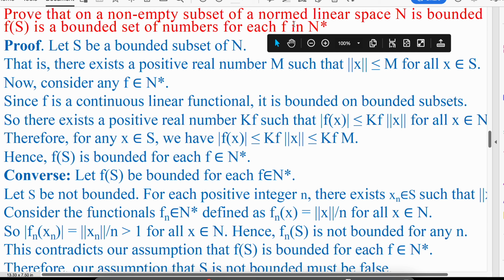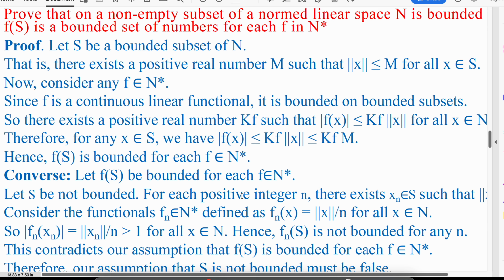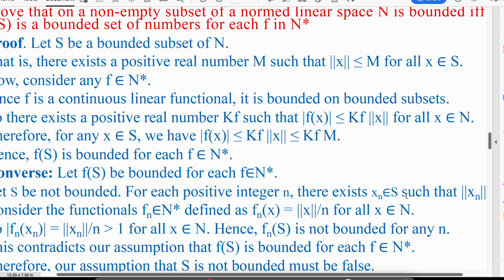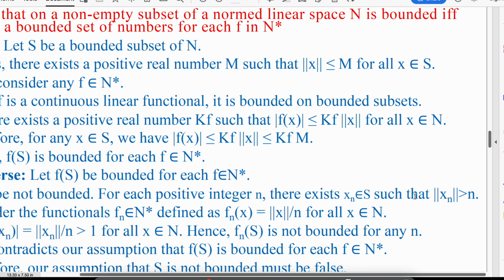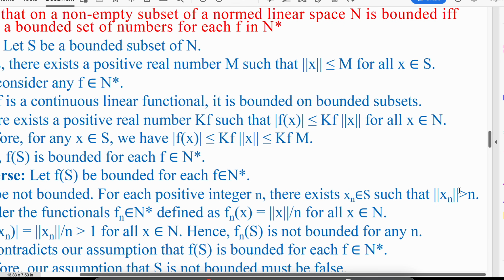Now for the converse part, suppose f(S) is bounded for each f in N star. Now we have to show that S is bounded. Suppose we assume that S is not bounded. It means for each positive integer n, there exists x_n belonging to S such that the norm of x_n is greater than or equal to n.